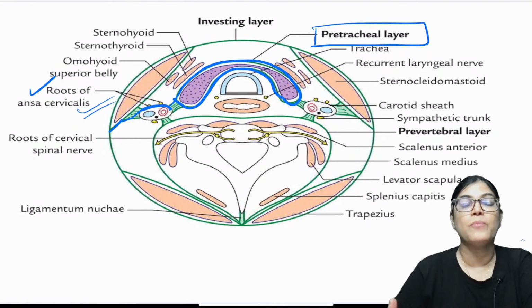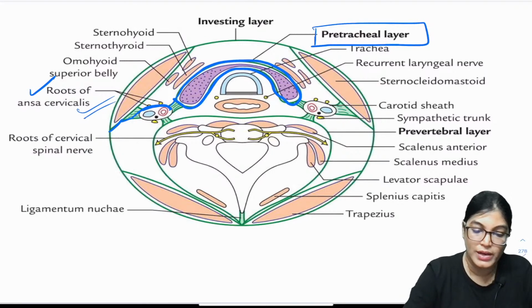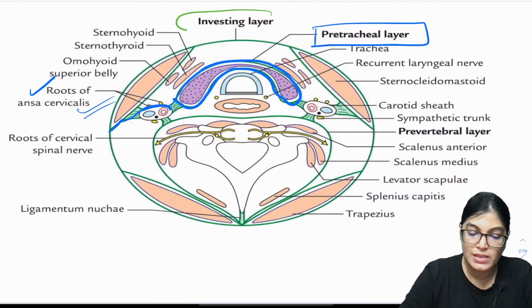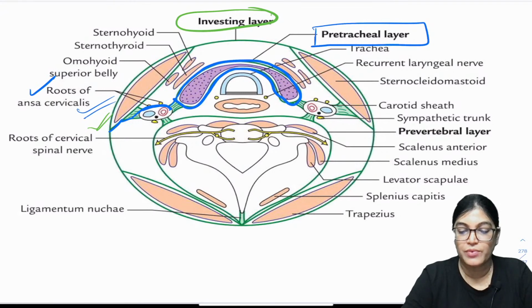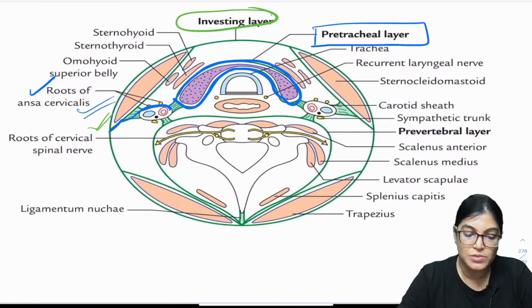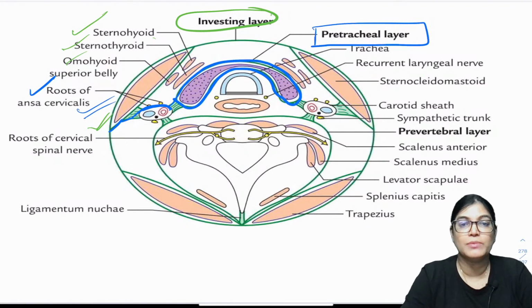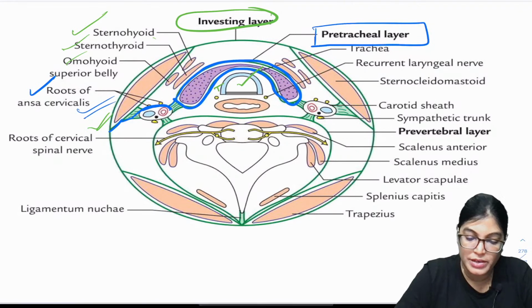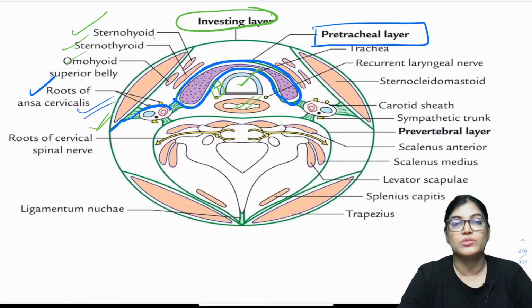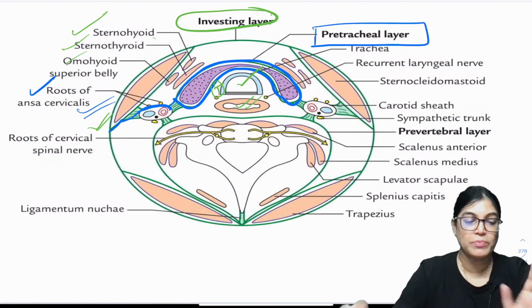It is arising from the investing layer of deep cervical fascia, posterior to the sternocleidomastoid muscle, and then it is forming a covering, lying just below the infrahyoid muscles, as you can see. And posteriorly on the transverse section we have T for trachea and this is the esophagus. So this is all about the pre-tracheal layer.